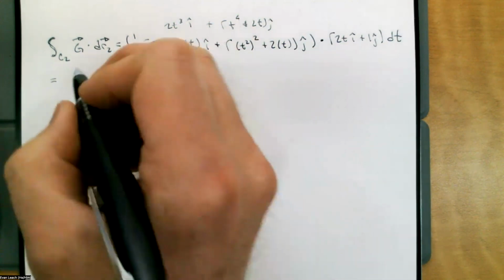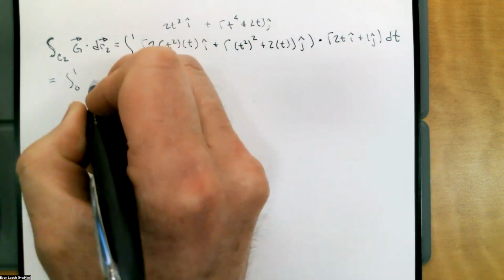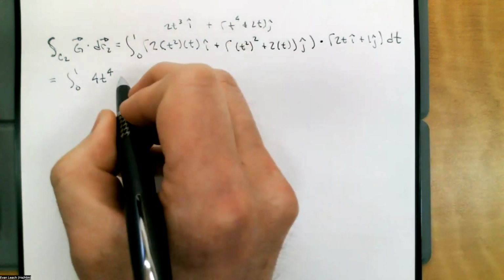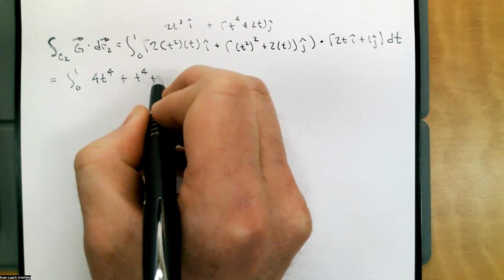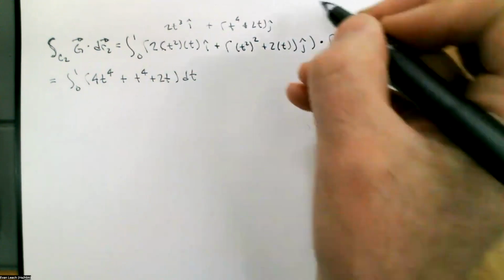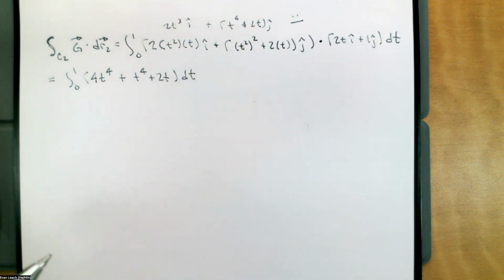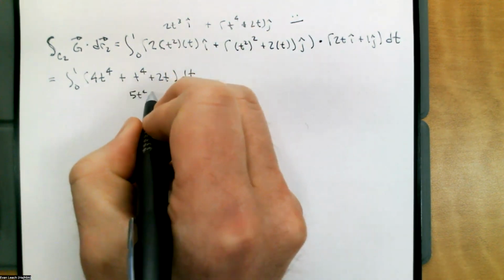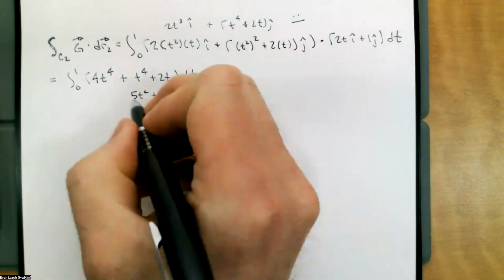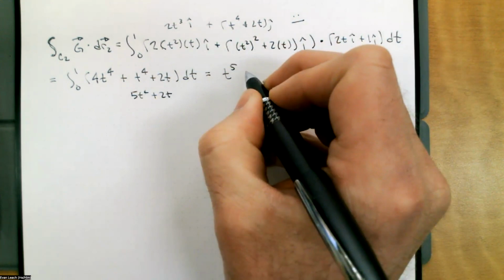All right, so now let's calculate the dot product. So I got 2t cubed times 2t. That's going to be 4t to the fourth. That makes sense because that's not where I messed up. And then t to the fourth plus 2t instead of the t to the fifth. So I've got 5t to the fourth now. Integrating 5t to the fourth is going to be a t to the fifth. And integrating 2t is going to give us a t squared.